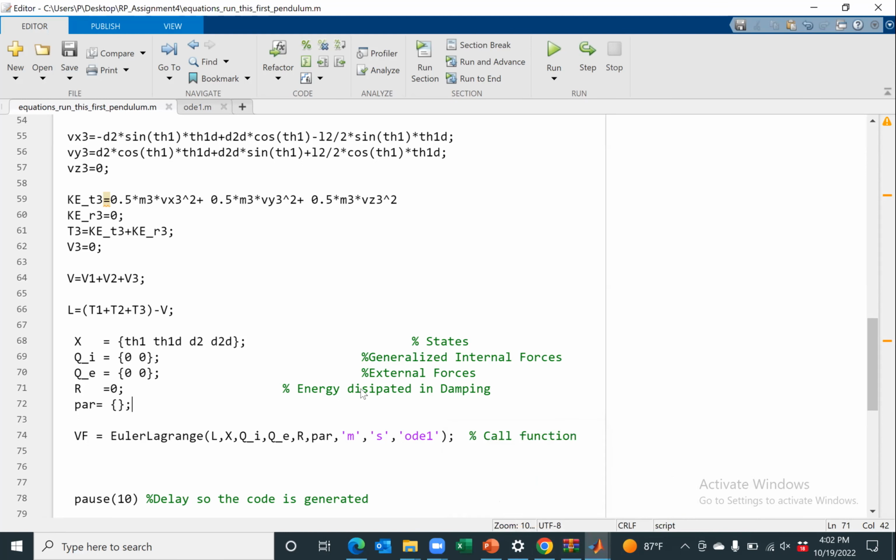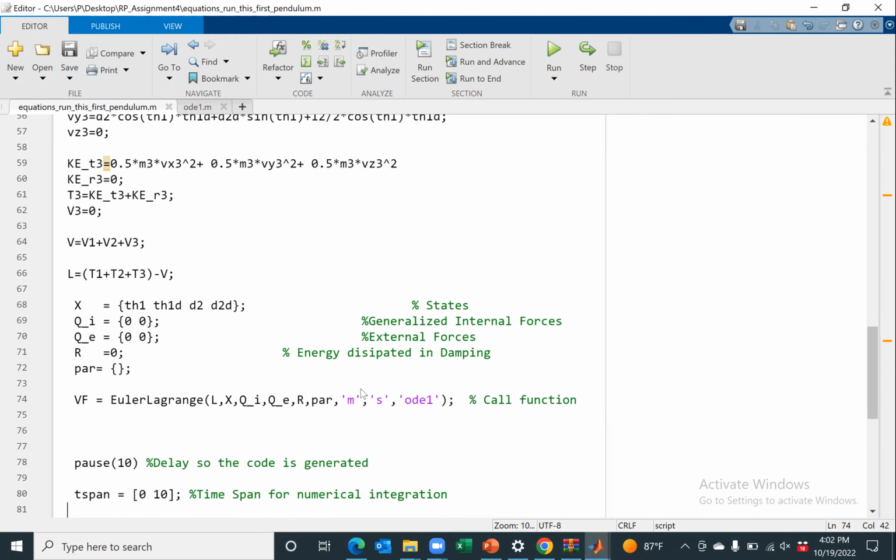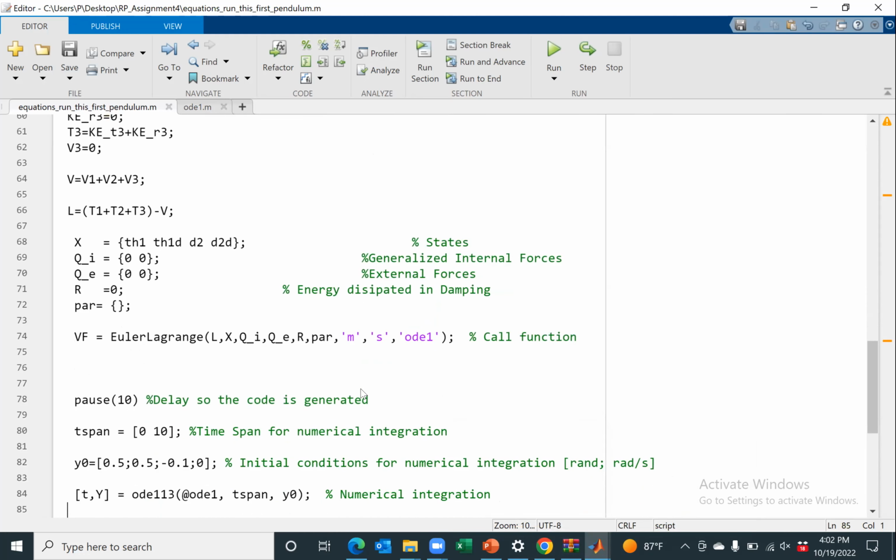Okay. Now, next thing is this code is going to take some time. The code generator function is going to take some time. That's why I added this delay. The pause function inside MATLAB will actually pause at this point, because it takes about 10 to 15 seconds for the MATLAB function, the Simulink code, to be created.